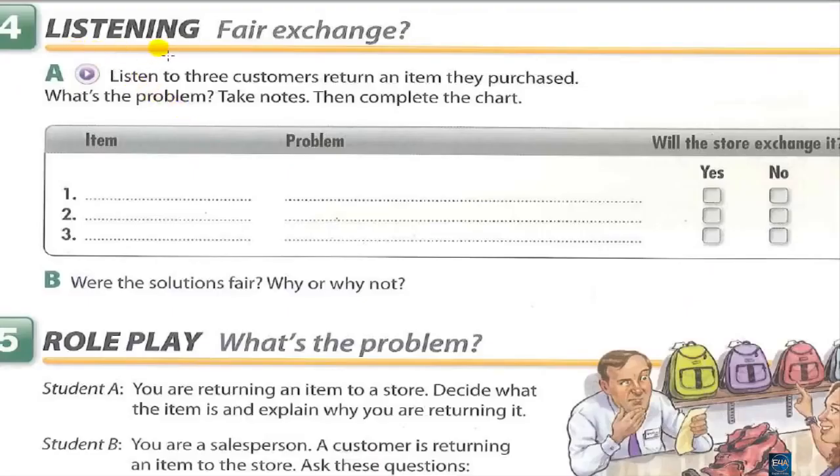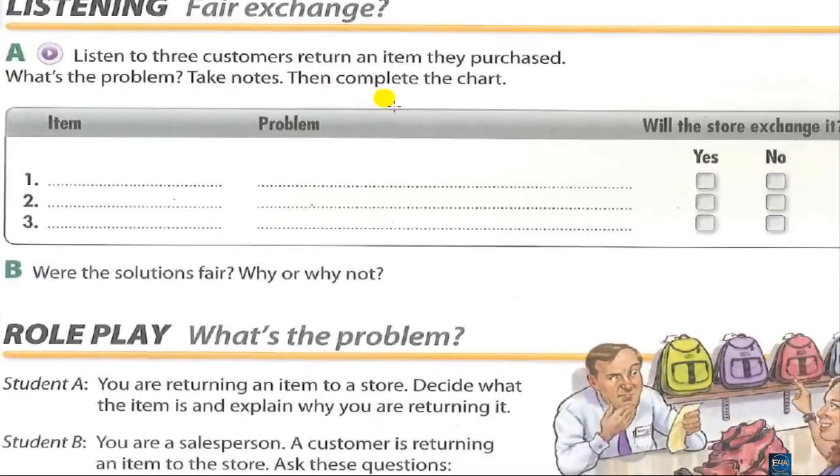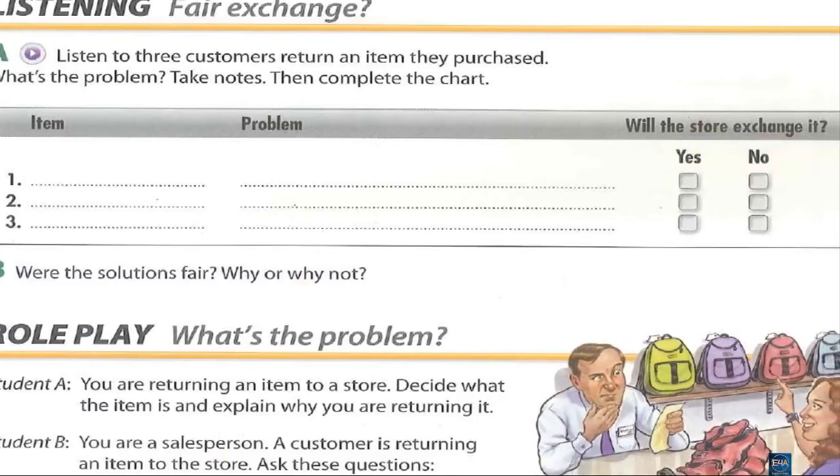Exercise number 4, listening. Fair exchange. Here, you're going to listen to 3 customers, 1 to 3. Return an item. They return things they purchased, things they bought. What's the problem? Take notes, then compare, then complete the chart. What is the item? What's the problem? And will the store exchange it? Will the store replace it or not?